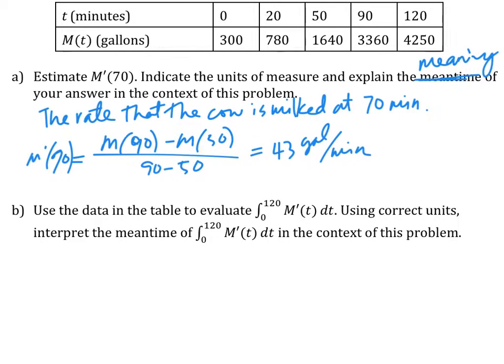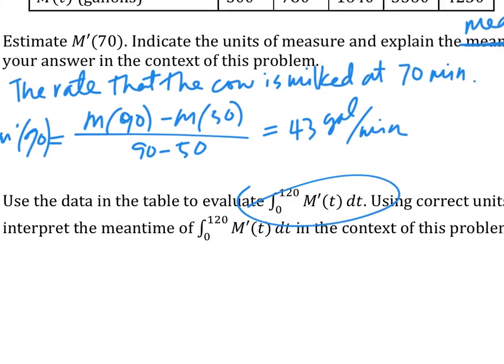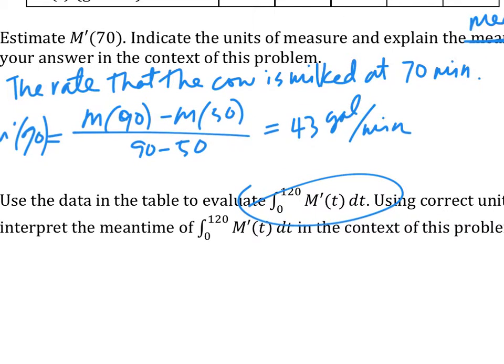Next, use the data to evaluate the integral from 0 to 120 of m prime of t dt. What does this integral mean? The amount of milk from 0 minutes to 120 minutes. Yeah, the amount of milk from 0 to 120. How are you going to do that?